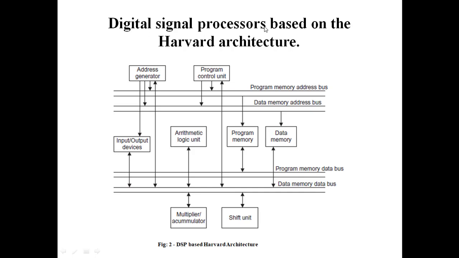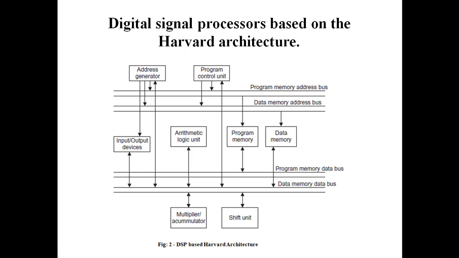Digital signal processors based on Harvard architecture look something like this. It has a separate address bus for both data memory as well as program memory, and it has a separate data bus again for both program memory as well as data memory. And unlike in von Neumann architecture, here in Harvard architecture, we have a separate program memory and a separate data memory.